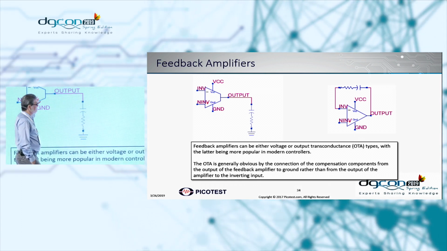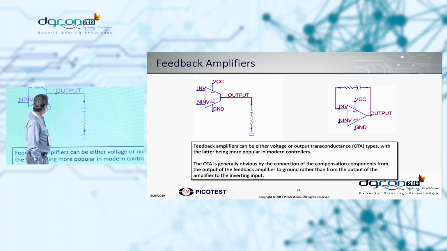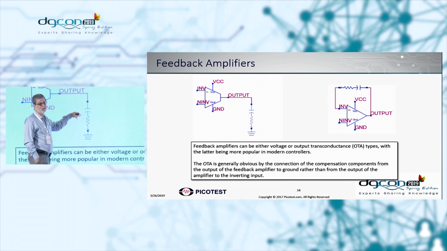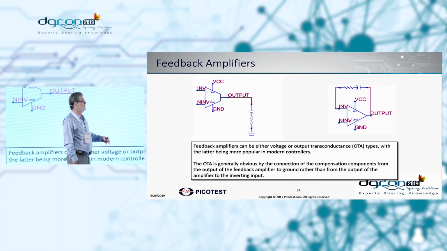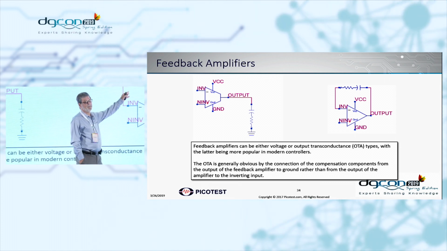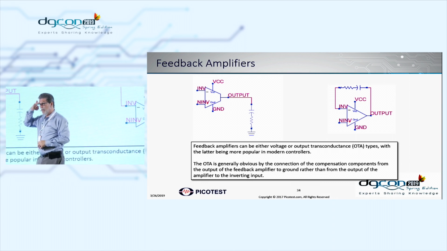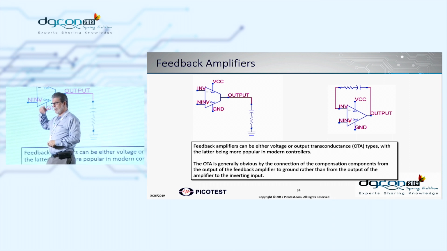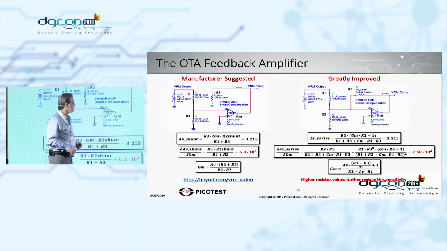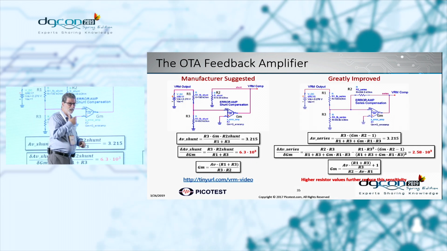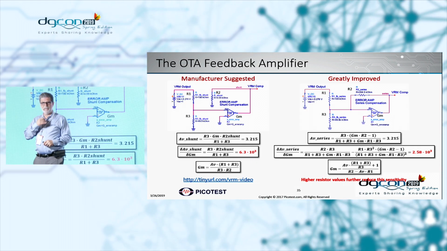And everybody knows that there's a difference between how you terminate them. Transconductance feedback amplifiers, you terminate compensators to ground. Voltage mode feedback amplifiers, you compensate with feedback in the feedback loop. Every book will tell you that. You probably learned that in school. Unfortunately, it's wrong. And proving it's wrong is very simple.